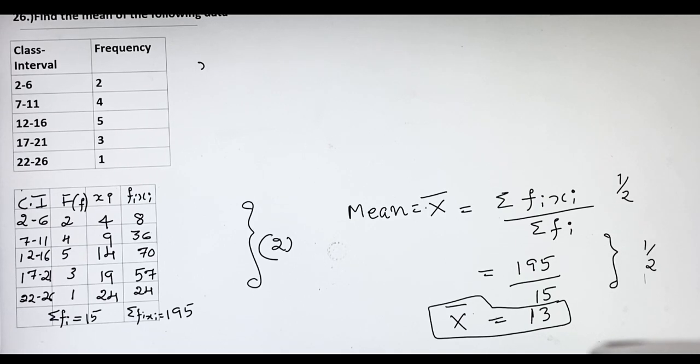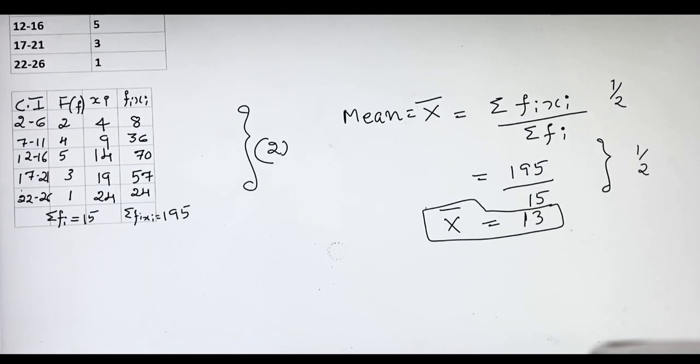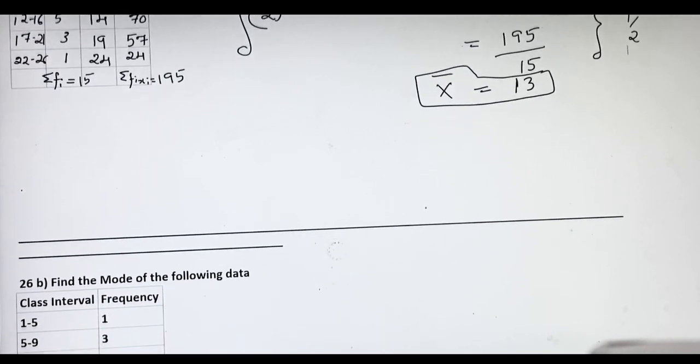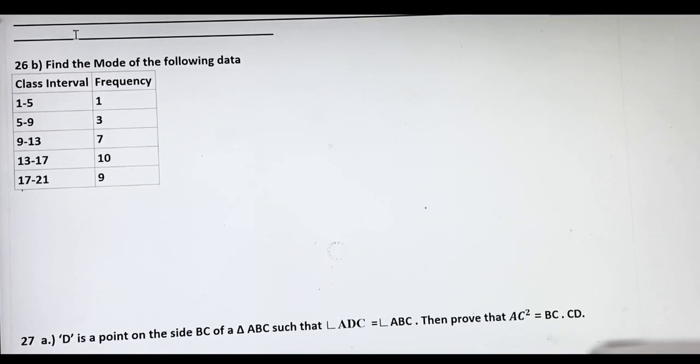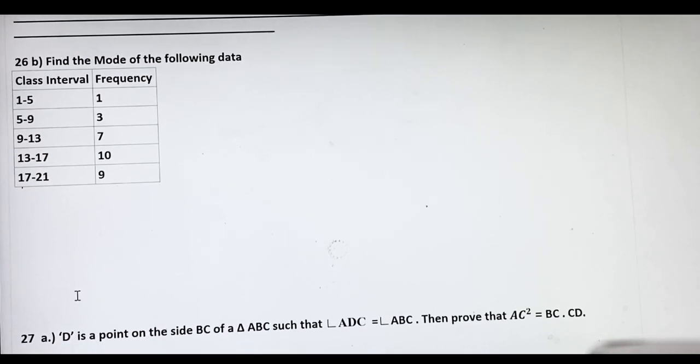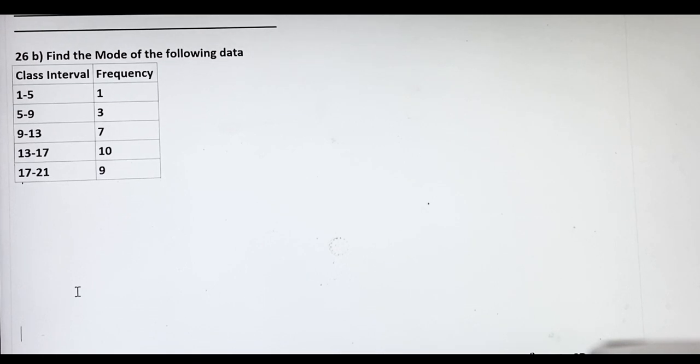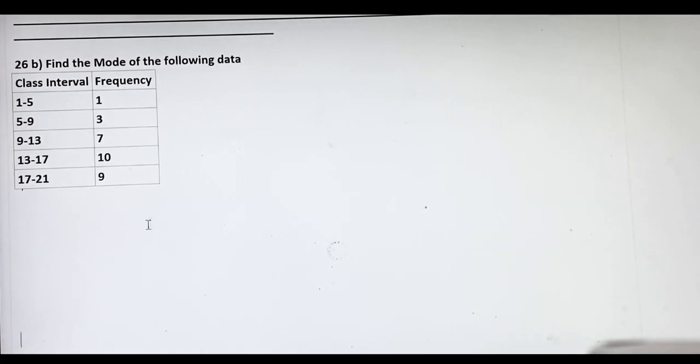Okay, so now moving on to the next question, that is 26b. In 26 we have 2 questions. Either we can solve 26a or 26b. So I'll tell you how we solve the 26b question here. 26a asks us to find the mean value, whereas 26b asks us to find the mode value. So how do we find the mode?